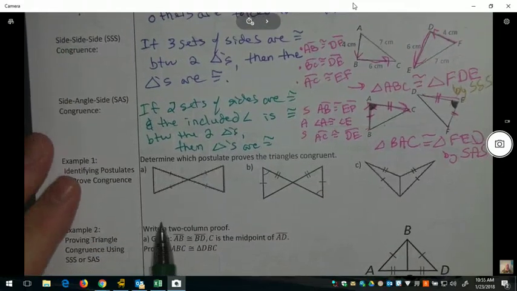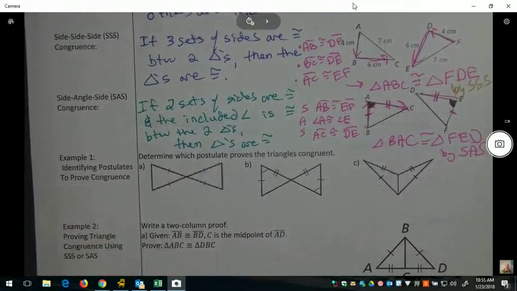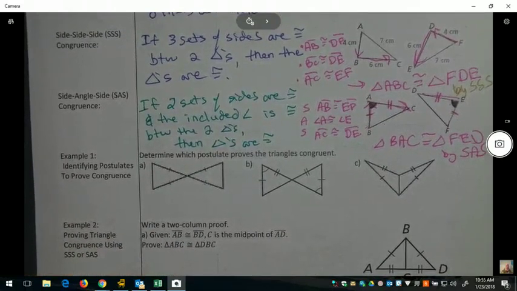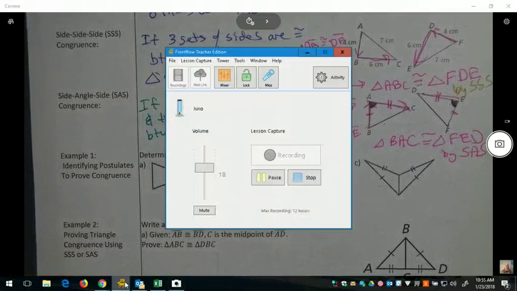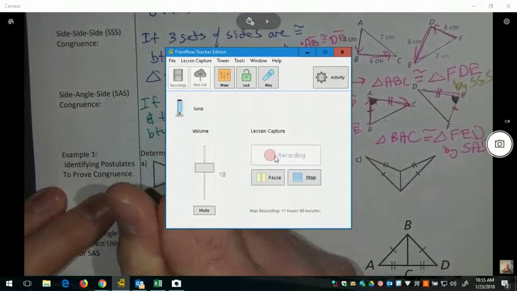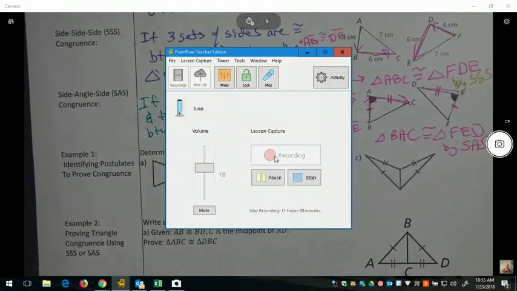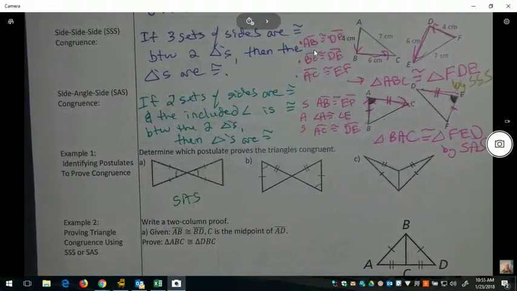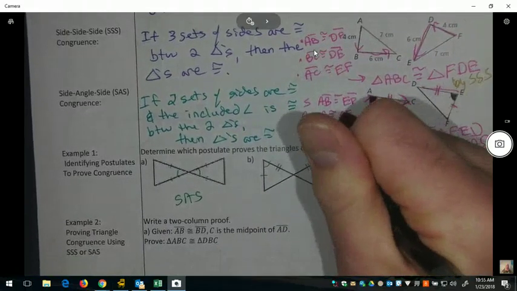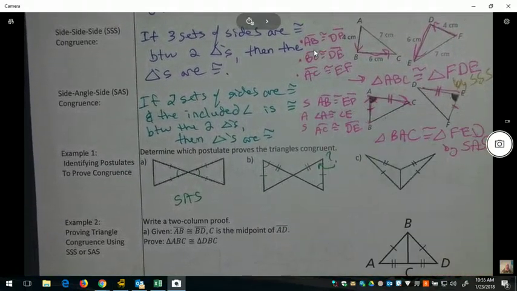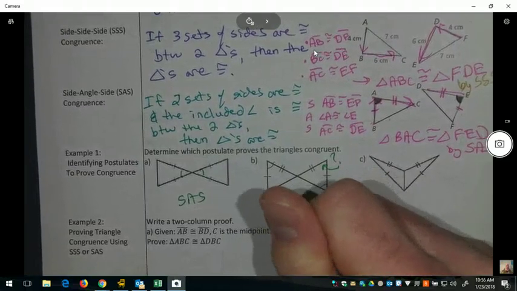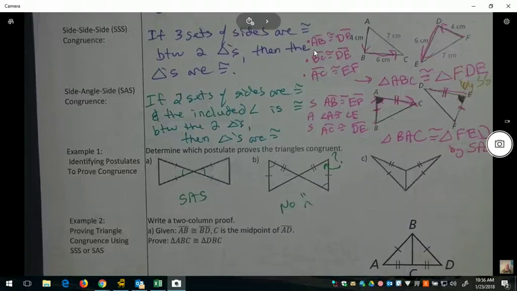Take a quick second to look at these pictures and see if there's anything in them that you could mark, and just jot down whether you think it's side, side, side, or side angle side. So side angle side for letter A, because of the vertical angles, those will be side angle side. What about letter B? Well, the left triangle has side angle side. Does the right triangle have side angle side? Yeah. I need it to be this angle, and I don't have that one, so no. I could do vertical angles, but that doesn't help me.